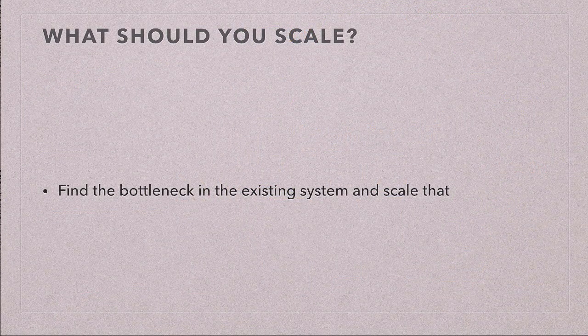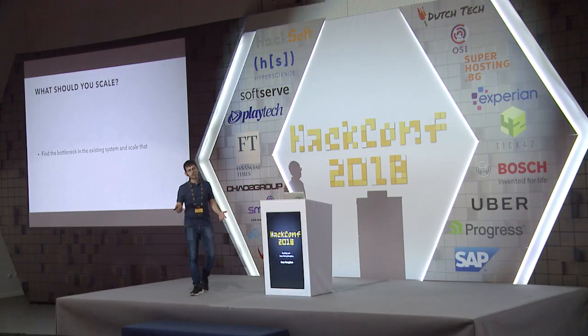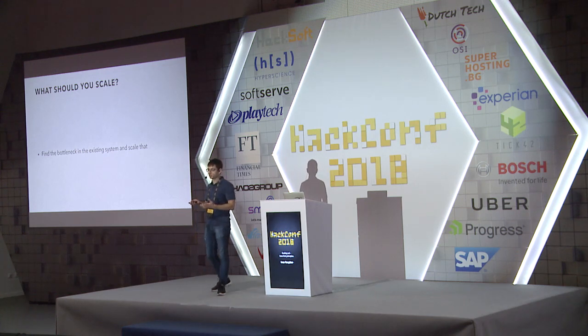So the answer here is find the bottleneck in the existing system and scale that. Notice that the first time, we saw that the bottleneck was actually serving the static files. So we didn't just go ahead and scale out the application code. We separated the static files and we solved the actual bottleneck of the system. If you don't scale the bottleneck but you scale something else, it's not going to solve your problem.